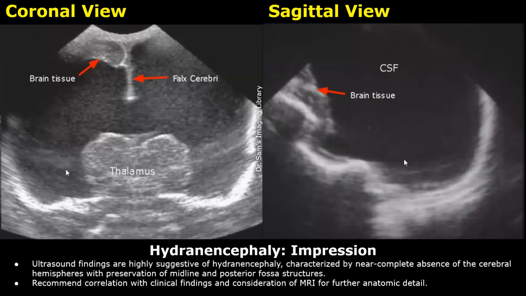Ultrasound findings are highly suggestive of hydranencephaly, characterized by near-complete absence of the cerebral hemispheres, with preservation of midline and posterior fossa structures. Recommend correlation with clinical findings and consideration of MRI for further anatomic detail.